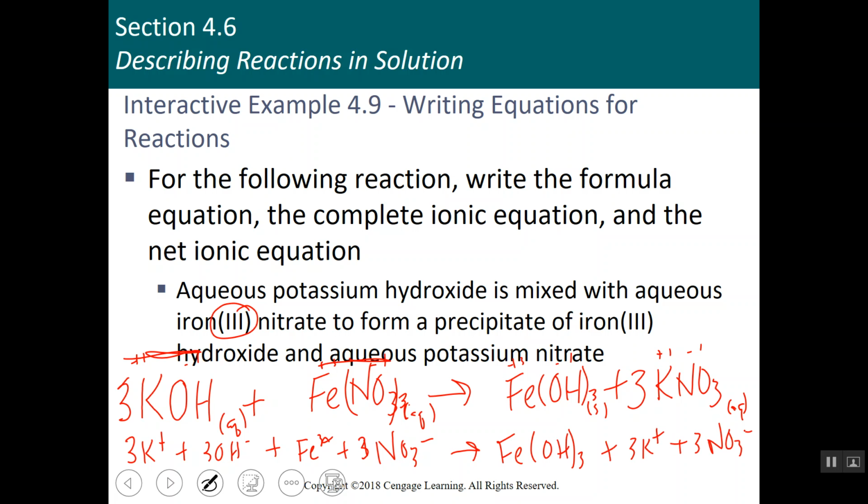Now notice that my nitrates and my potassiums look the same on both sides. So those are what we consider spectator ions, because I have 3 potassiums on that side, 3 potassiums on that side, 3 nitrates, 3 nitrates. So my net ionic equation is going to be 3OH minus plus Fe3 plus gives me FeOH3, and then I can put an S in there for solid.